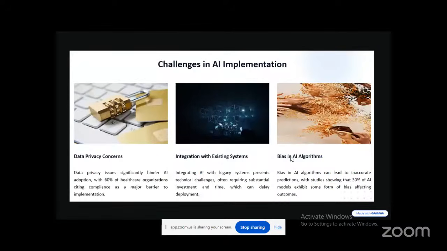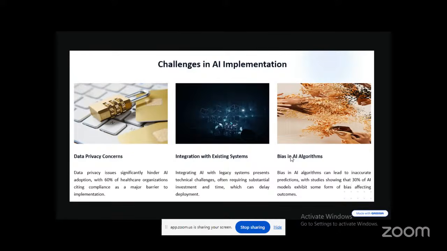Coming to the challenges in AI implementation, first, data privacy concerns. It is going to be significantly adopted in particular reputed healthcare organizations. The data is not going to be disclosed, and more than 60% of the data will not be disclosed. And coming to integration with existing systems, integrating AI with legacy systems presents technical challenges which require substantial investments and time, and it prevents delay in the development. It helps in progressing the development in a faster way compared with non-existing systems.